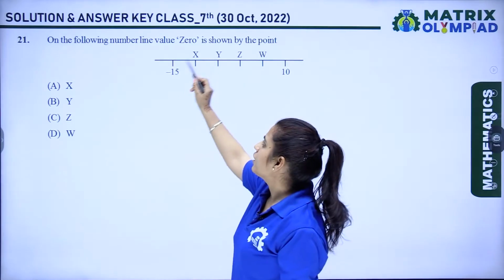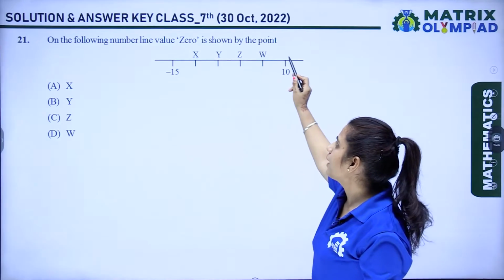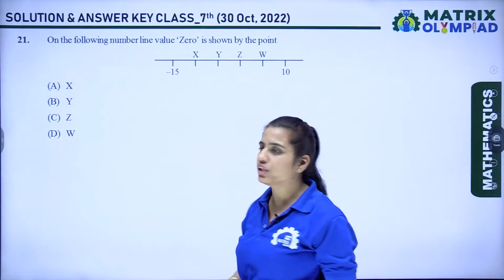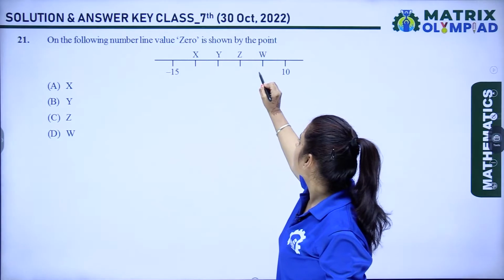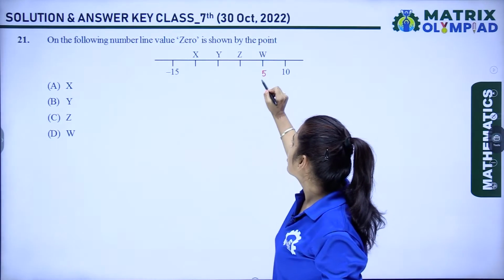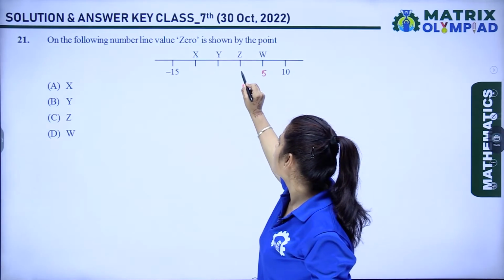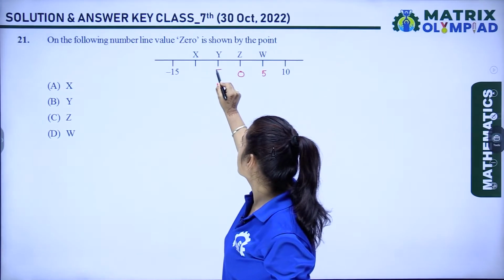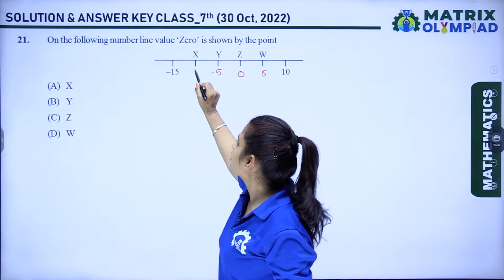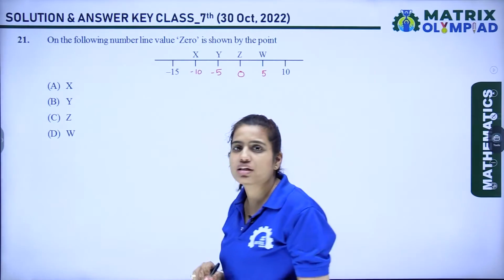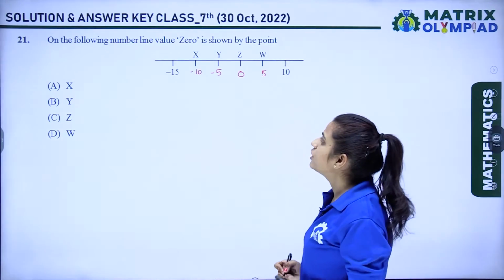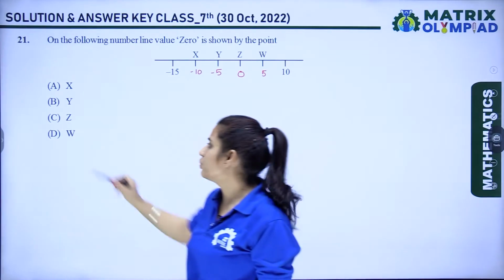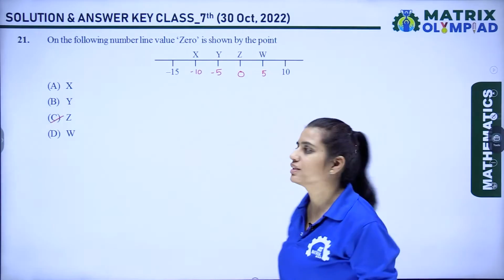Part 4 Mathematics. Let's begin with question number 21. On the following number line, value 0 is shown by the point. We have to find out which point represents the value 0. Now let's write down the points. W is representing 5, Z is representing 0, Y is representing -5 and X is representing -10. We can easily observe that point Z is representing value 0. So C is the correct answer.